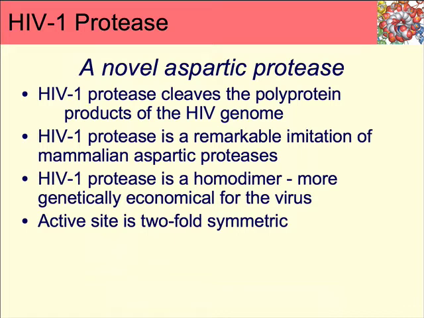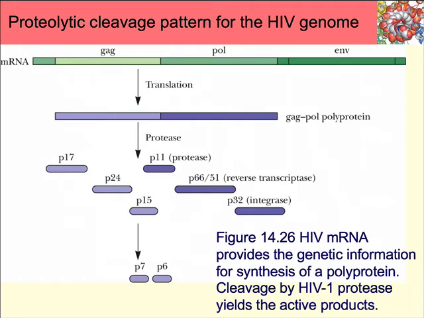The aspartic protease involved in infections by HIV is actually a remarkable imitation of mammalian aspartic proteases. It's a very symmetric homodimer, and it's involved in processing AIDS virus polyproteins, as they're called. When the HIV genome is translated into protein, it actually produces what's known as a polyprotein, and that polyprotein has to be cleaved into smaller parts that make up the various proteins of the HIV particle itself. And that processing, that cleavage of the polyprotein, is accomplished by the HIV-1 protease.